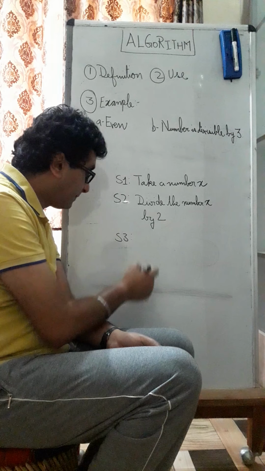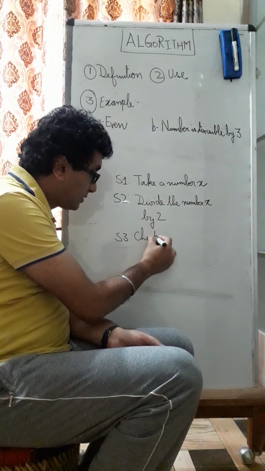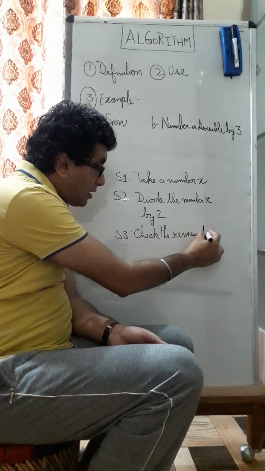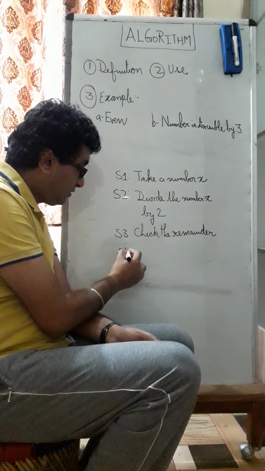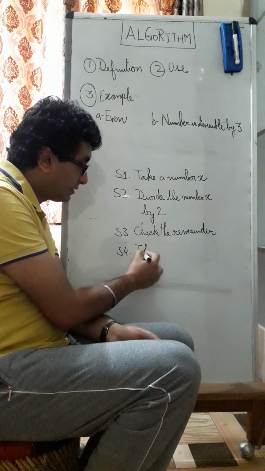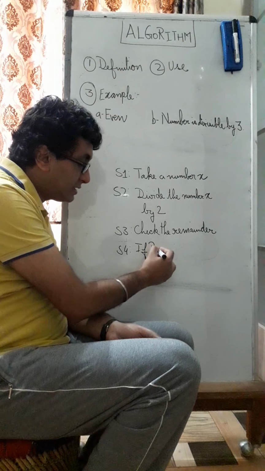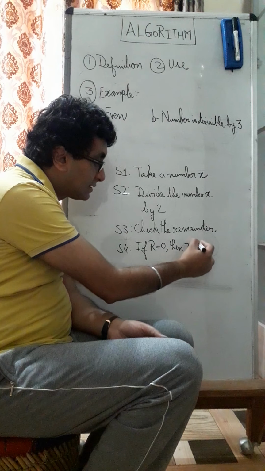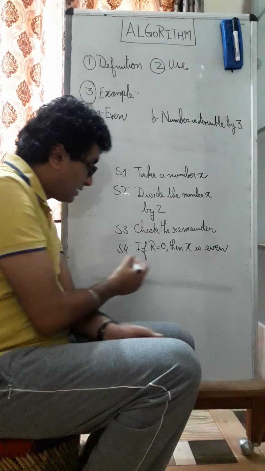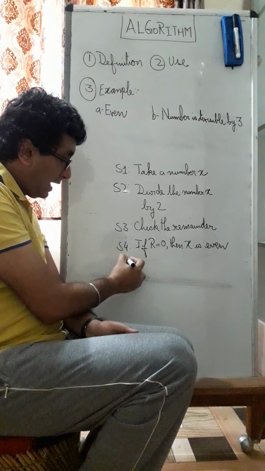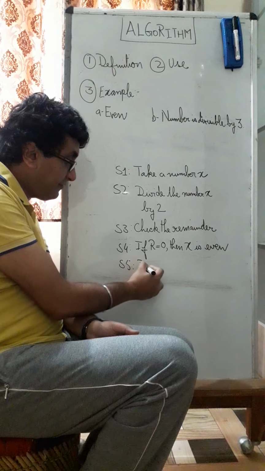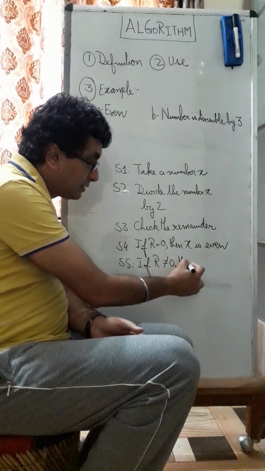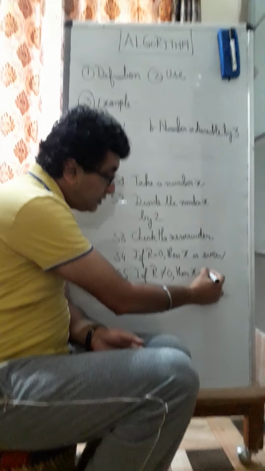Step 3, what should happen? Check the remainder. Step 4, if remainder r is equal to 0, then x is even. And step 5, you can write, if r is not equal to 0, then x is not even.